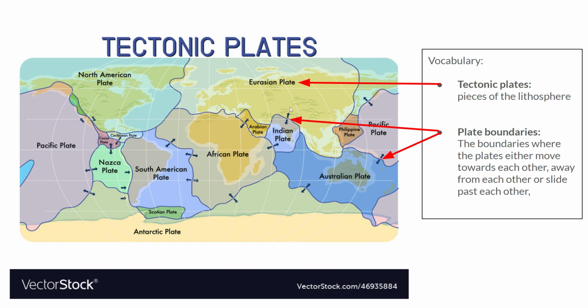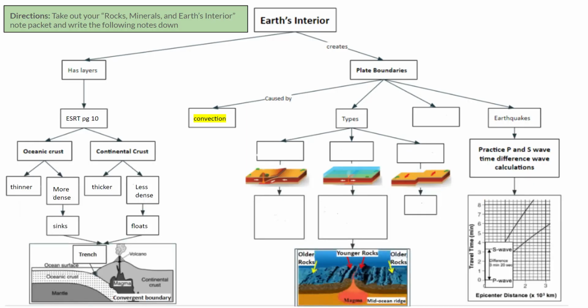So sometimes the plates move away from each other. That would be a plate boundary. Sometimes the plates slide past each other. That would be a plate boundary. Then sometimes the plates move towards each other. I don't think this diagram shows that. So let's write that down. Pause the video if you need to.